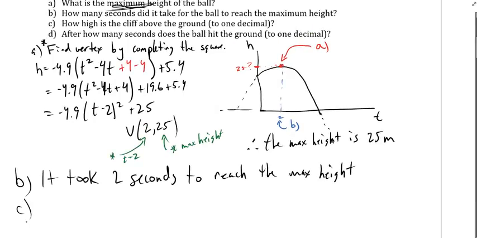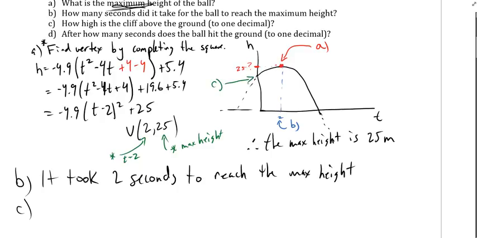C. How high is the cliff above the ground to 1 decimal place? Look at the graph. What is that? Where does that occur? Rachel? Zoe, do you know? Riley? The y-intercept or h-intercept, the vertical intercept, exactly. Very good. Yep. So here we go. There's C.